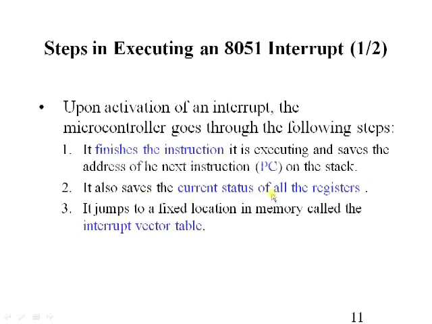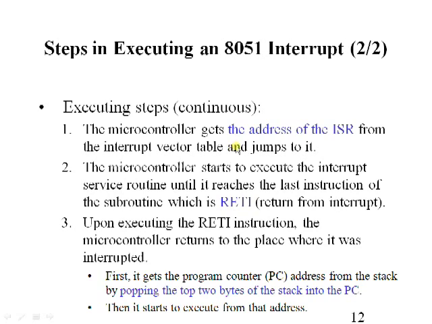It also saves the current status of all the registers. Whatever registers are involved in the current execution, all those register statuses are pushed onto the stack. It then jumps to a fixed location in memory called the interrupt vector table. After pushing the status of each register onto the stack, it jumps to a location in memory called the interrupt vector table. From the interrupt vector table, it gets the address of the ISR and jumps to that location. The microcontroller starts to execute the ISR until it reaches the last instruction of the subroutine, which is RETI. After jumping to the location, it executes the ISR until RETI is reached.